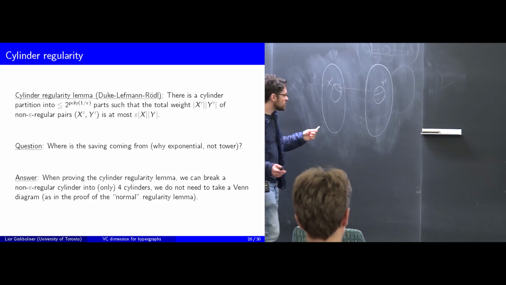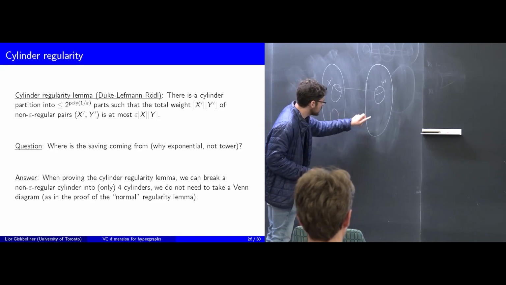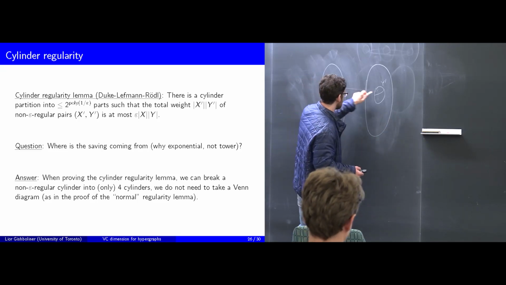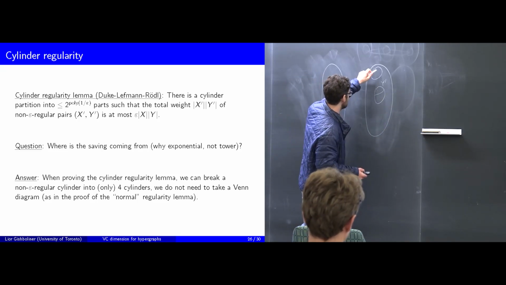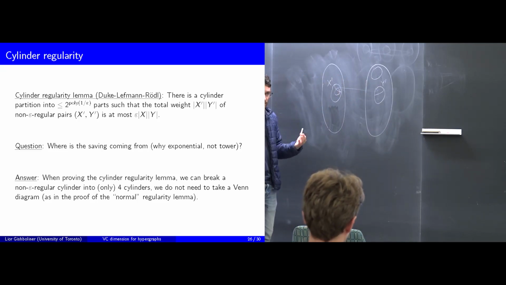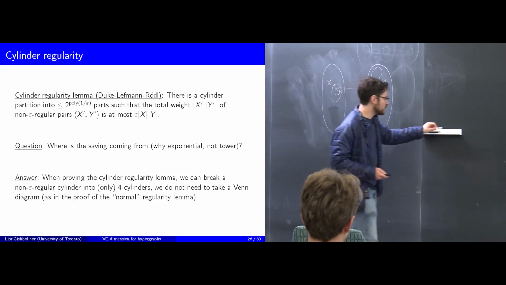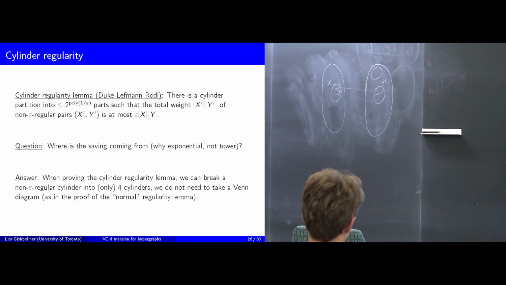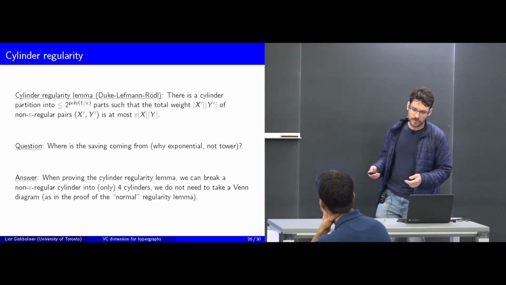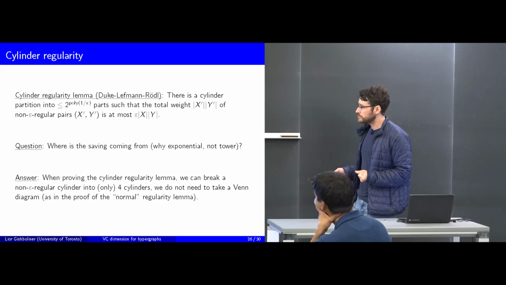On the other hand, when I was proving the regularity lemma, when I do this for X prime versus Y prime, and then I do it with respect to some other set, I have here another part, and I want a normal partition, so I have to take the common refinement, the Venn diagram, and this makes the number of parts grow exponentially. So that's the reason why for the cylinder regularity lemma, we only get an exponential dependence, and in the original regularity lemma, we get tower type dependence.